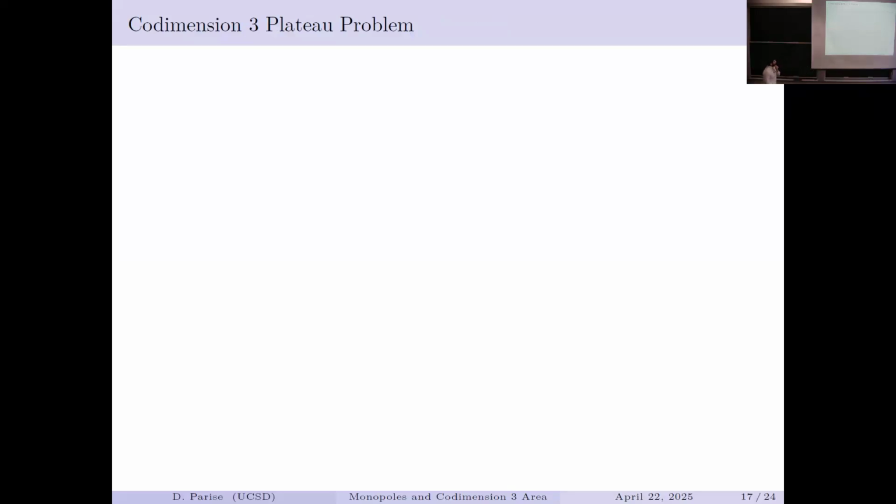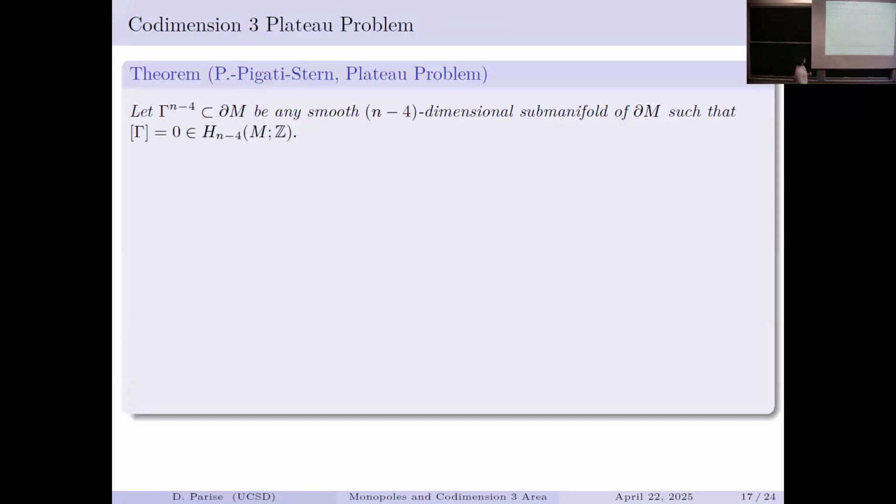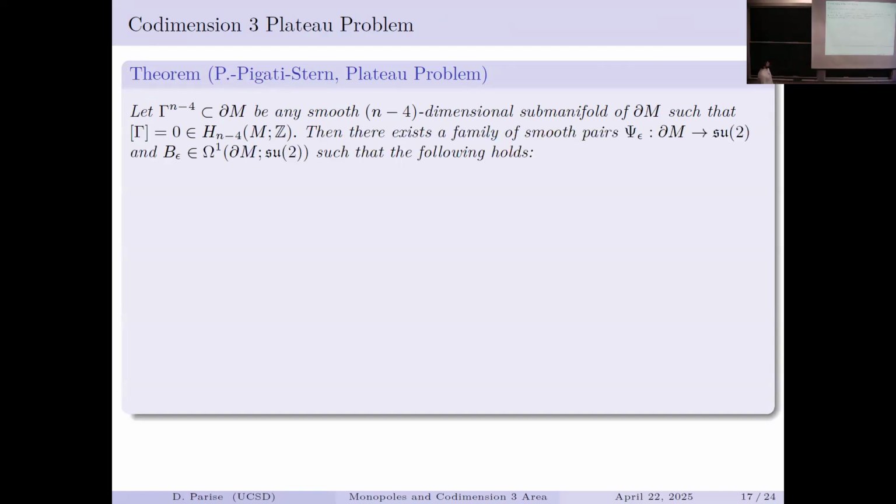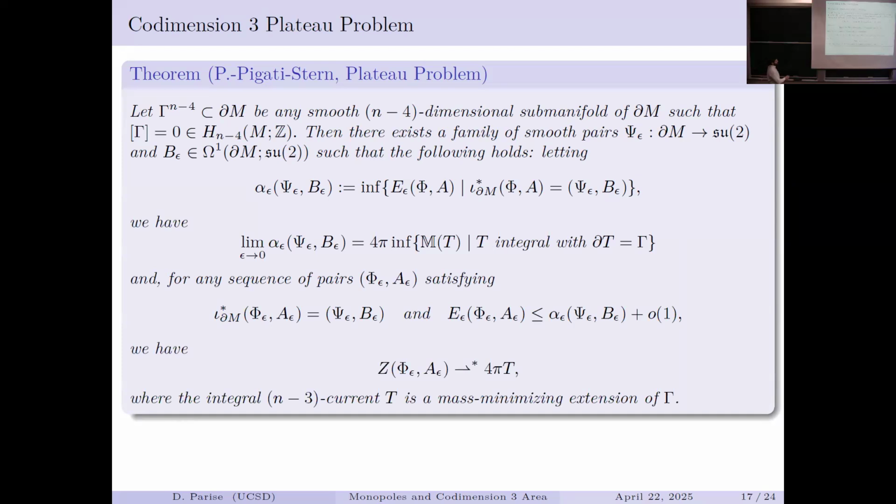And as a very nice application of this gamma convergence type statement, we have the following Plateau problem. If you consider a smooth n-4 dimensional submanifold of the boundary, then you can construct families of smooth pairs on the boundary, a family of sections and connections on the boundary, such that, let me skip to the important part because this is written in a very cumbersome way because of a remark that I'm going to mention. You can find these smooth pairs on the boundary, psi epsilon and b epsilon, such that for any sequence of pairs, phi epsilon and A epsilon, having this boundary condition, and such that the energy is lower than the infimum, you can prove that this Z will converge to the mass minimizing current. So you will converge to an integral current. What is alpha epsilon? Alpha epsilon is just the infimum of the energy, and you can prove that the infimum of the energy converges to the infimum of the mass function.